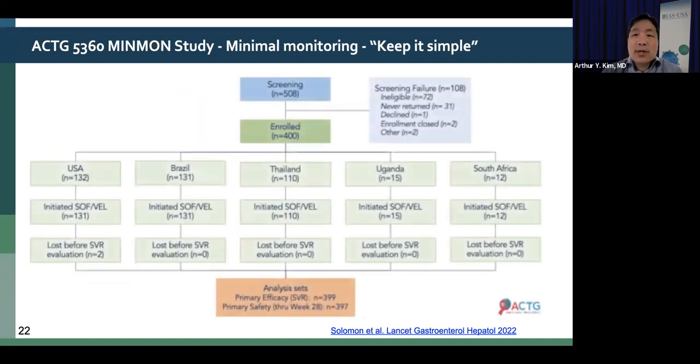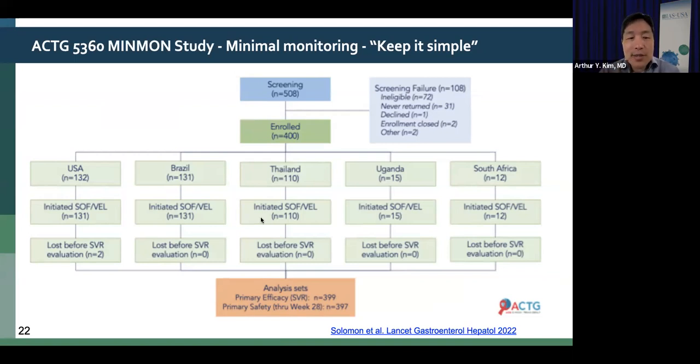And so who was in this study? There were patients who were found to be ineligible for whatever reason, who didn't return for their enrollment visit. What's nice about the study as well is that while it included patients from places like the United States, such as the majority of you practicing, it included sites in Brazil, Thailand, Uganda, and South Africa, and who all initiated Sofvel, again, handed all 84 pills and instructed to take one pill once a day. And you can see that a couple people actually in the United States didn't come back before their SVR evaluation. That is something that happens in clinical practice. But here they were able to get excellent follow-up and get, and what is the efficacy?